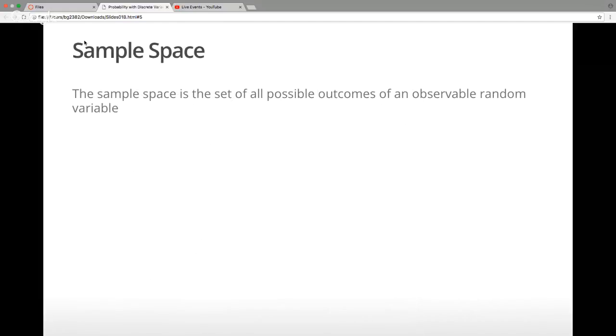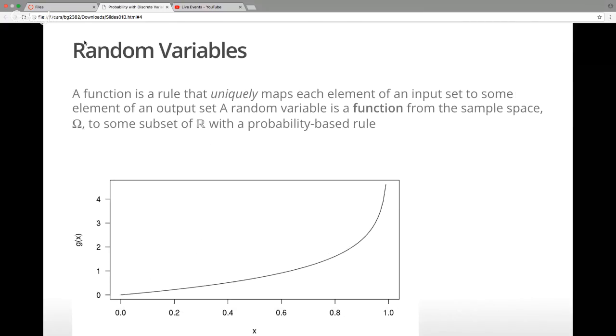So what is a sample space? Sample space is the set of all possible outcomes for some random variable that is observable. And this is typically, like a lot of things in statistics, denoted with a Greek letter.